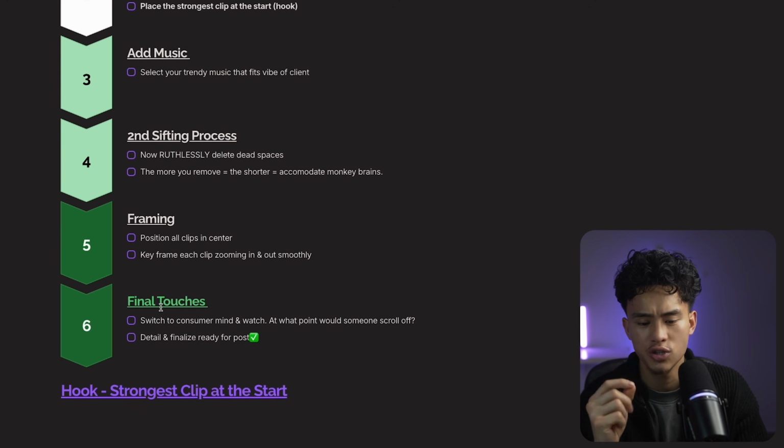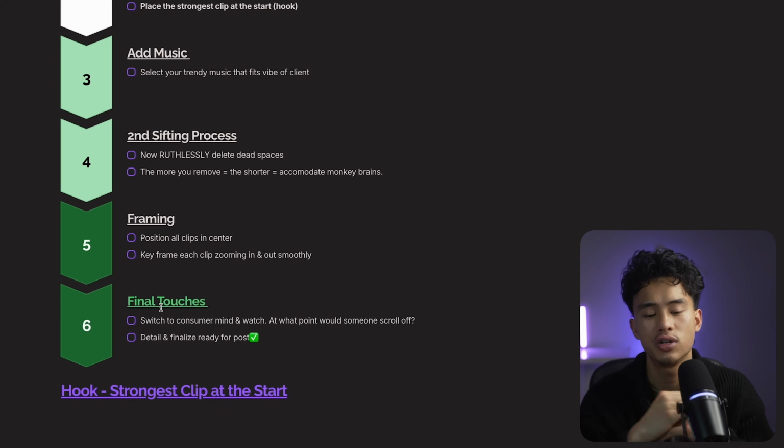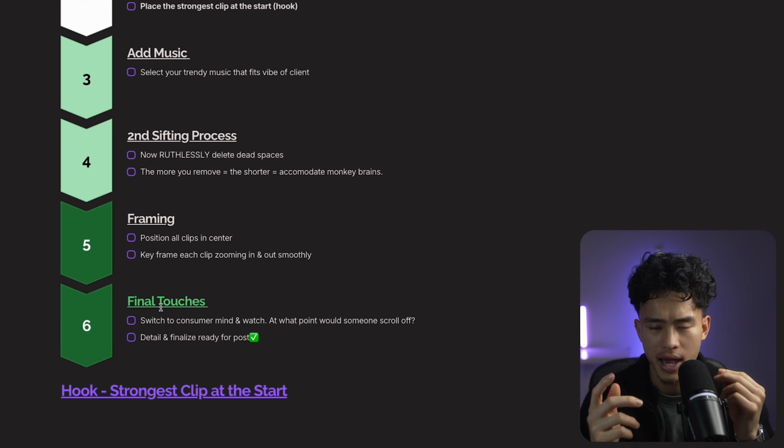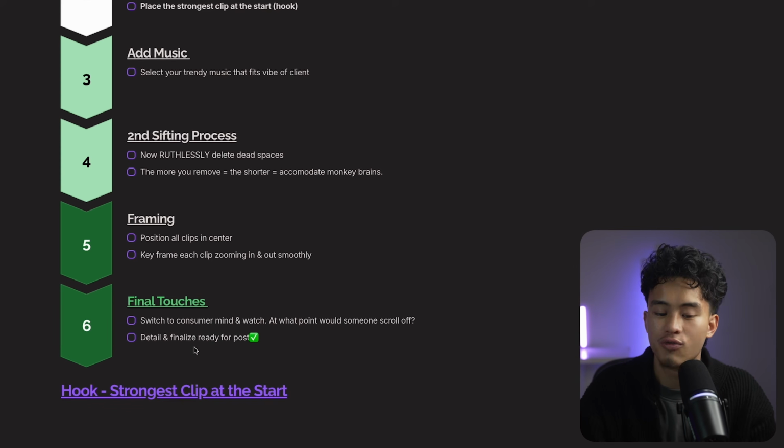During these final touches, you're going to re-watch it and switch your mind into a consumer mind. You think to yourself, okay, I'm a guy that is just doom scrolling. I don't know who this guy is, I'm just a doom scroller. You have to think, at what point would that person scroll off? And when you see that point, you make changes. Through that step alone, you'll be able to train your muscle to make content that accommodates the market, okay? Then detailing, finalizing, and getting it ready for post.